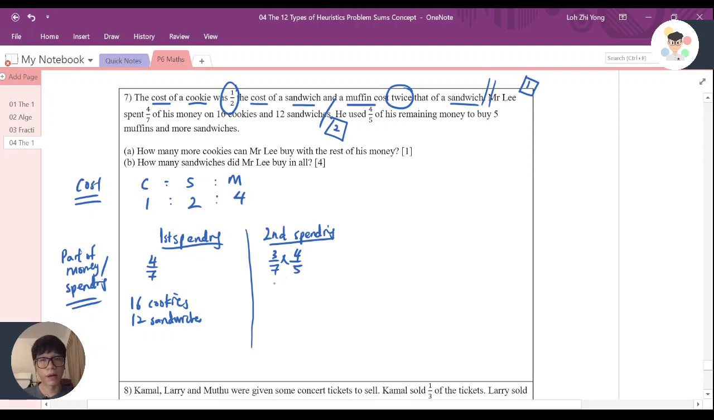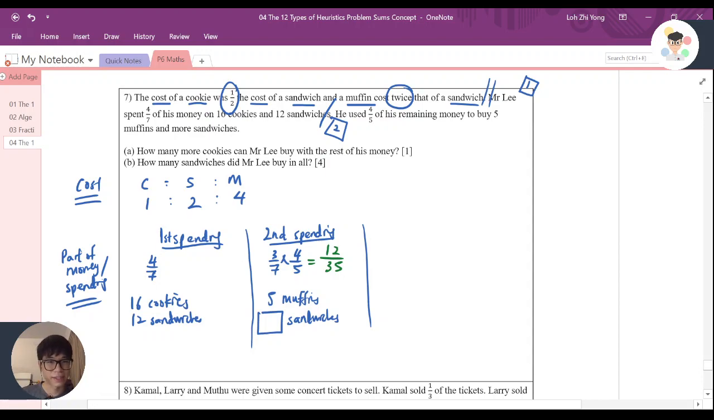And he used that to buy 5 muffins. Let me just write the 5 muffins. And more sandwiches. So I don't know how many more, so I just put a big box here. More sandwiches. Okay. Now, we just stop here, and let's try to figure out and solve some of the things here first. I know that the second spending is 3 over 7 times 4 over 5. So I know here will be 12 over 35. 35 is the total basically, and 12 is the second spending.